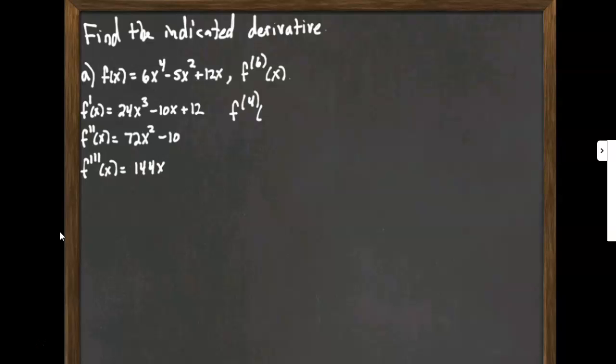Fourth derivative would just be 144. Fifth derivative would just be 0 because it's a constant. And of course, derivative of a constant is 0 and so on for the rest of its life. The higher derivatives from 5 and up for this function will always be 0. And that's a unique property of polynomials, that there is going to be some derivative level where it'll all just start becoming 0 from that point onward.